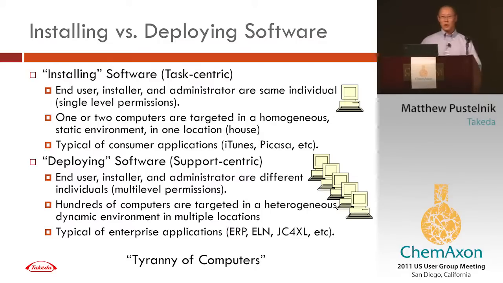But now when we go to deploying software, this is more focused towards support-centric. How do I support a large number of users and manage the software that I'm deploying, not necessarily just the install? So this is commonly where the end user, installer, and administrator are different individuals, and usually have multiple level permissions. And it's typical for hundreds of computers to be targeted in a heterogeneous, dynamic environment in multiple locations. So typical enterprise applications, ERP, ELN, JChem4XL. And really, the fundamental challenge here is we are slave to the number of computers in getting the software out to them.